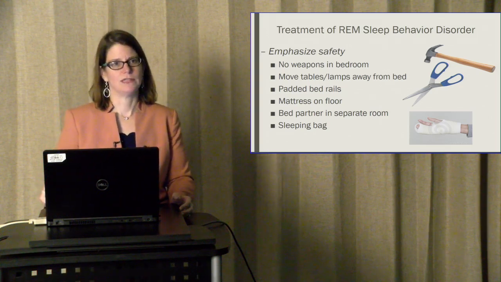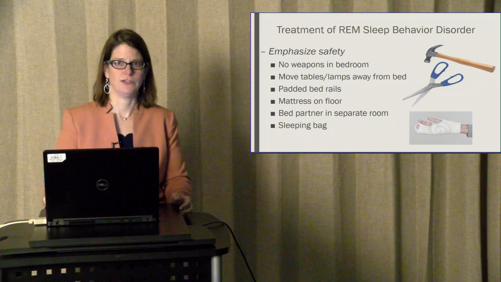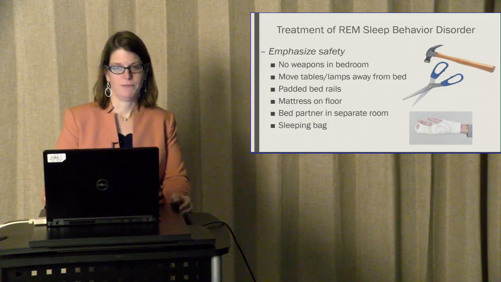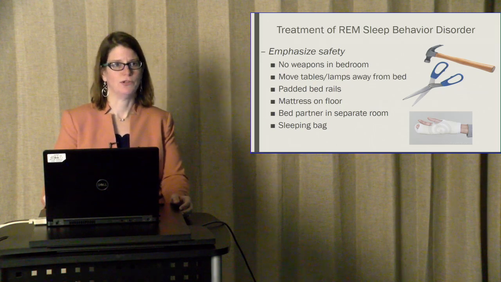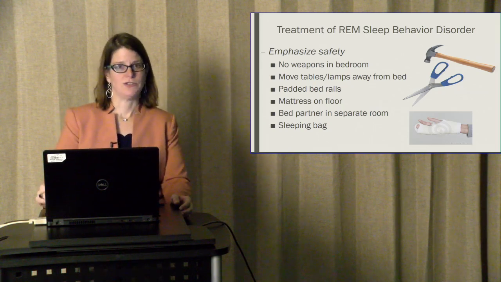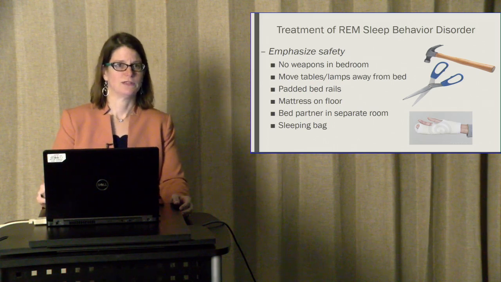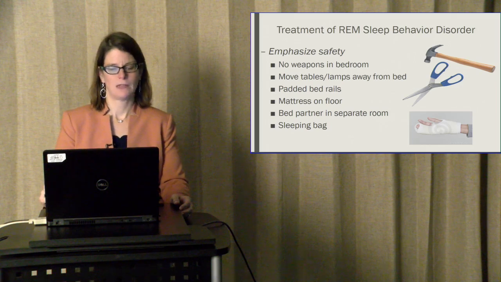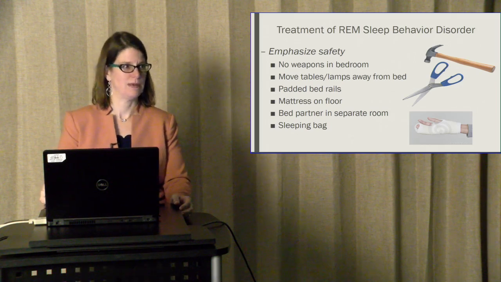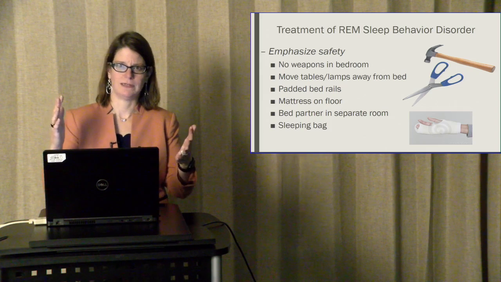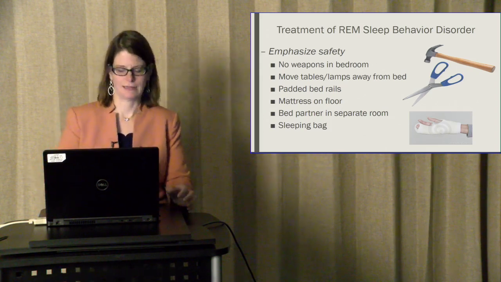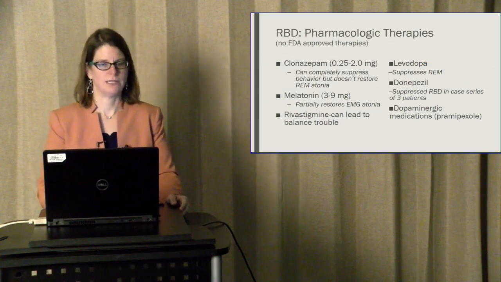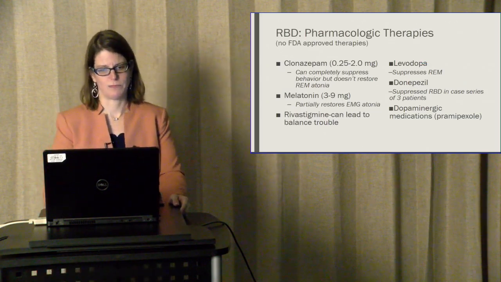You can move tables and lamps away from the bedside so that if they do punch, they don't hit that table or lamp and break their hand. Padded bed rails are sometimes needed so people don't fall out of bed. I've got some patients who had to sleep on the floor with their mattress because, again, of falling out of bed. Sometimes the bed partner has to be in a separate room, or putting the patient in a sleeping bag. I had one patient who wore mittens to bed so he couldn't unzip his sleeping bag and escape and hurt himself. There are medications, but none of these are FDA approved for REM sleep behavior disorder.